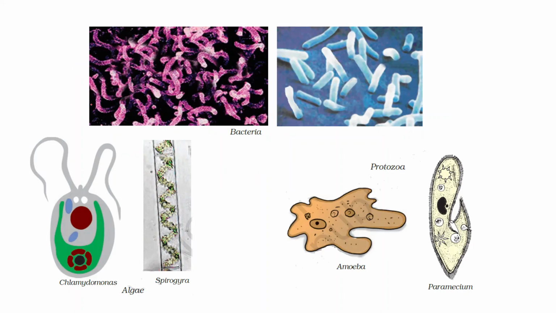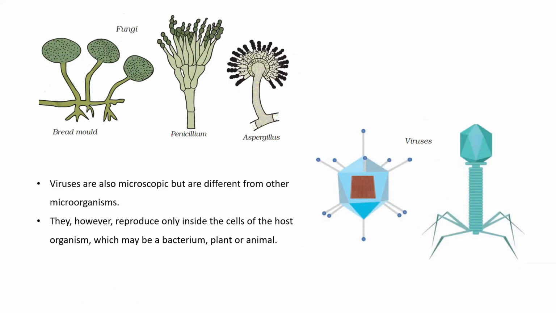Now you can see some diagrams. These two diagrams represent bacteria. These are the two algae: Chlamydomonas and Spirogyra. These are the protozoa, amoeba and paramecium. These represent the fungi: bread mold, penicillium and aspergillus.